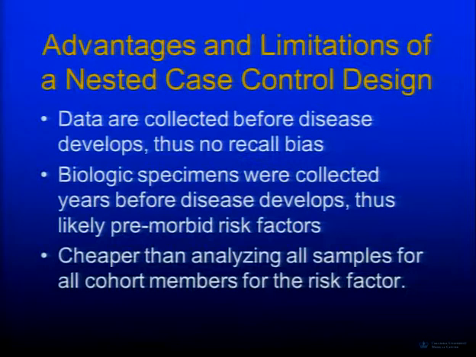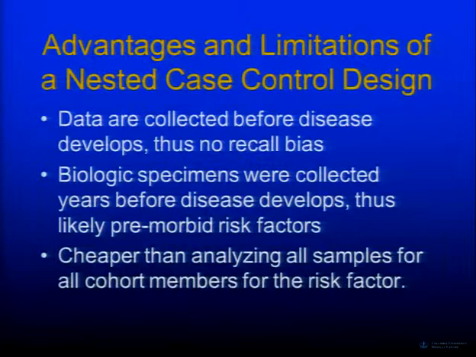So there are several advantages and limitations of a nested case control design. The data are collected before the disease develops, so you're not going to have recall bias. The specimens were collected years before the disease began. So if there are any risk factors that come into play before the disease is diagnosed, you might see changes in blood work or something, but you wouldn't be faced with that as an issue. And importantly, it's oftentimes done because it's cheaper than analyzing all samples for all cohort members for the risk factor.